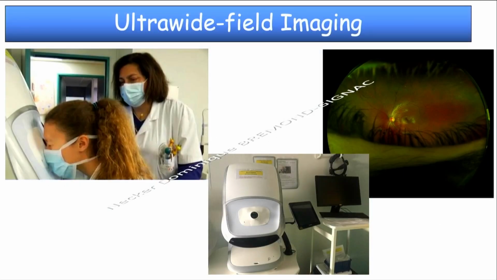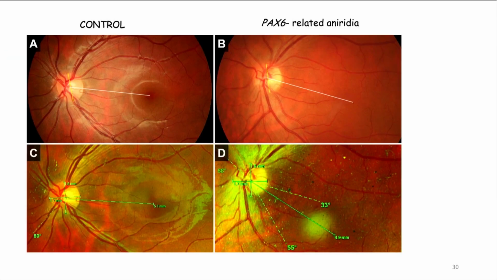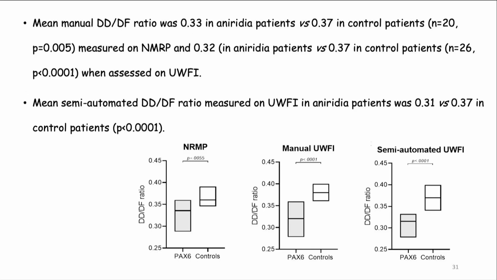Just look here at this ultra-wide field imaging. And so you see the large fundus we can have. This one is nice for children because it's easy and quick, and that's why we use it. So there was a control on the left, and you have PAX6 related on the right. If you compare, we see there are differences between controls and PAX6 related congenital aniridia patients.